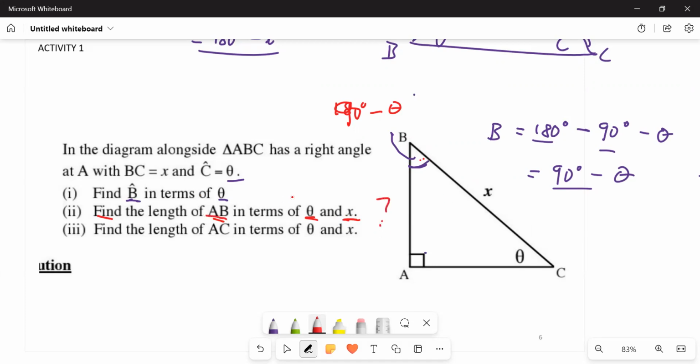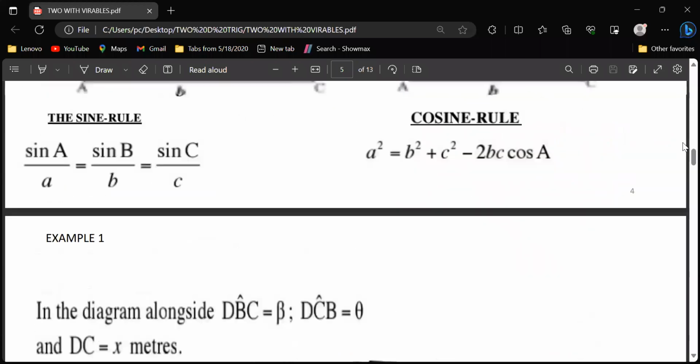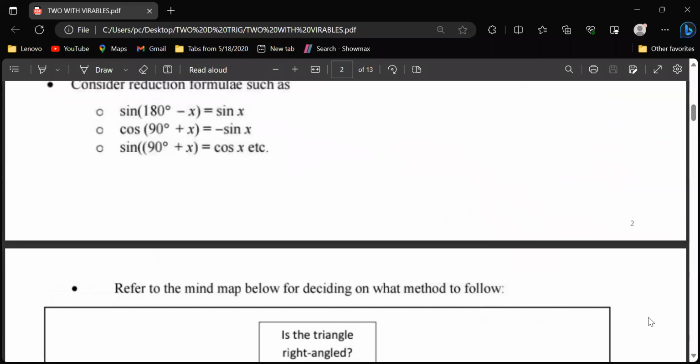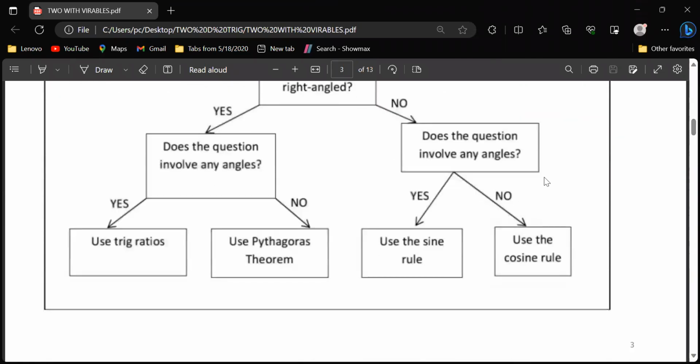You want to have what? You should have theta. What else should you also have? X. Now remember, guys, according to our mind map, that triangle that we are dealing with, is it a right angle triangle? It is a right angle triangle. Since it's a right angle triangle, we're going to use trig ratios. So let's use trig ratios here.